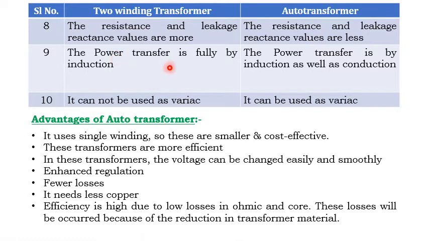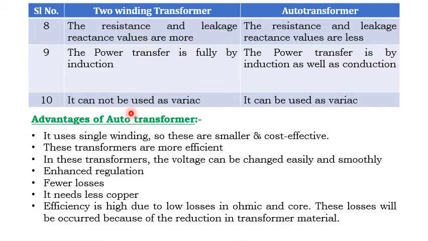Now the power transfer is fully by induction in case of a two winding transformer, because the windings are isolated. If windings are isolated, then the power transfer is fully by induction. Now in case of an auto transformer, the windings are not isolated. The power transfer is by induction as well as conduction, both principles here.